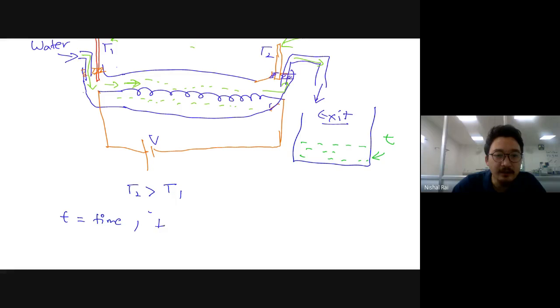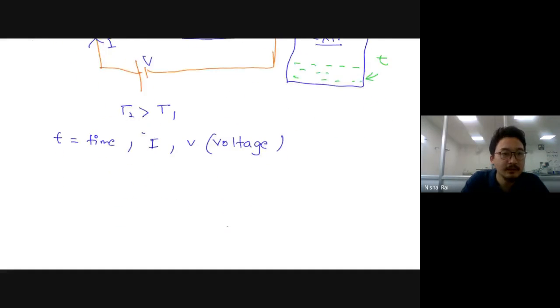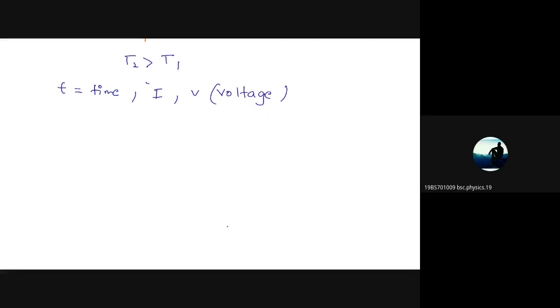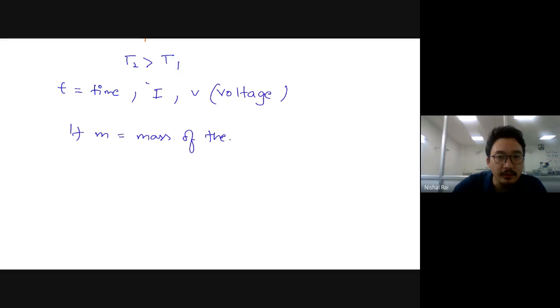Let I be the current flowing over here and V be the voltage, or energy supply. So the total mass of the water collected.